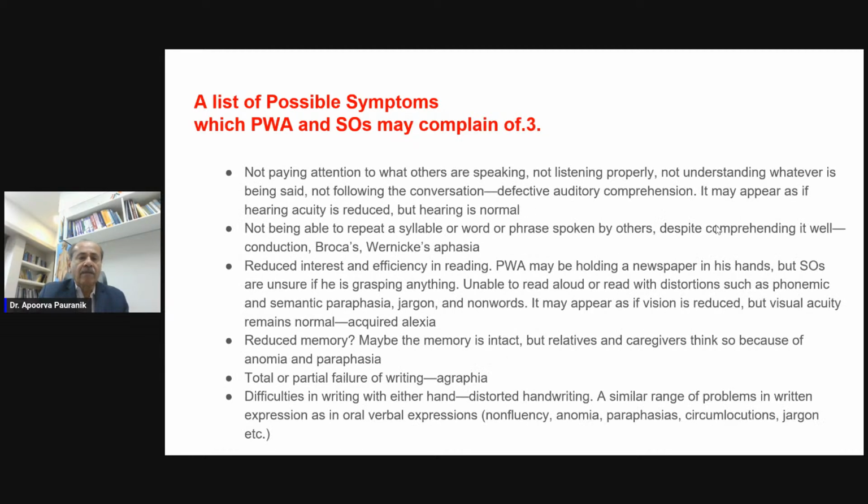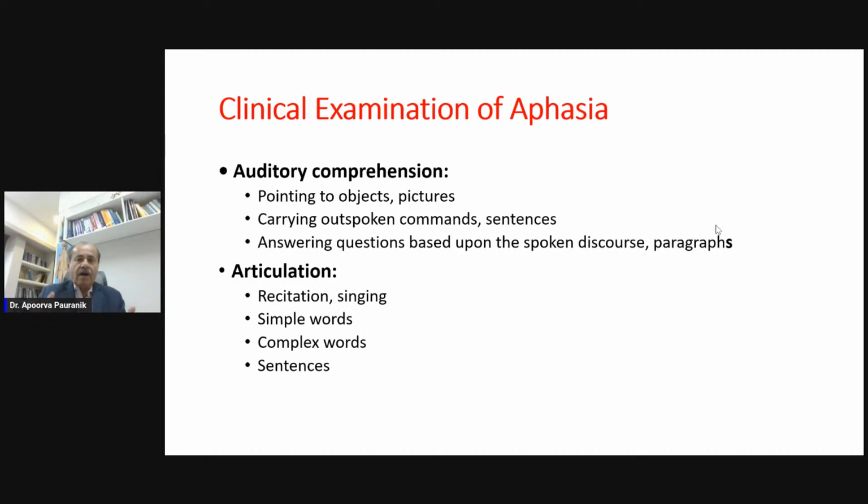I think I will come mainly to how to examine a person with aphasia, and it has 4 or 5 main headings. Number one is auditory comprehension, by which we mean that if we are talking to a person with aphasia, whether he or she is understanding, comprehending the speech or not, and this is affected in many patients. Articulation, as I told you, is pronunciation.